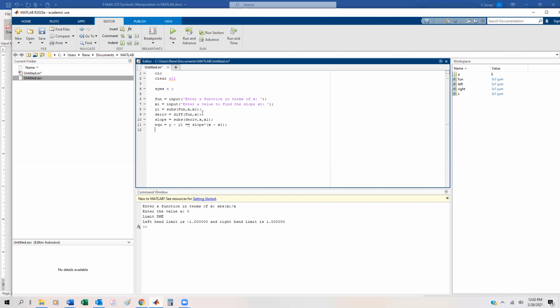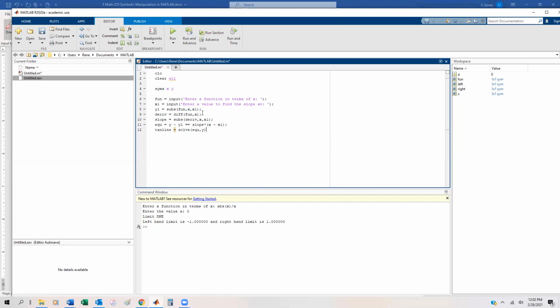All right. And now we're going to solve. So let's call this tan line now. Okay, that should be easier. So tan line is going to be equal to solve, and we're going to solve the equation that we just had. And we're going to solve it for y.